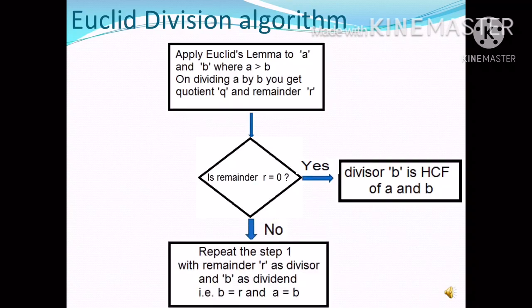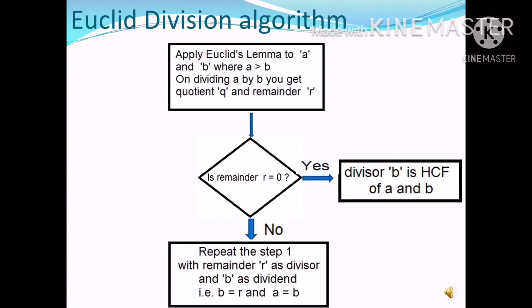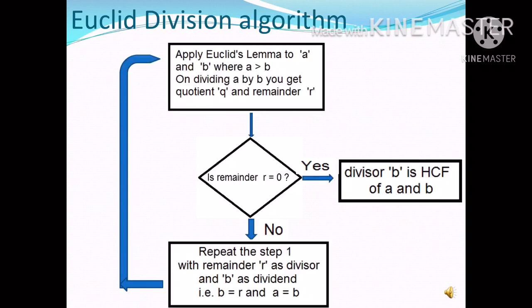We will repeat step 1. That is, we will apply again the Euclid division lemma on the remainder and the divisor of the previous step. And we will continue this process until we get the remainder 0. And in the last step, when we get remainder 0, the divisor of that step will be the HCF of the original numbers a and b. So I hope you must have understood this concept of Euclid division lemma and Euclid division algorithm.